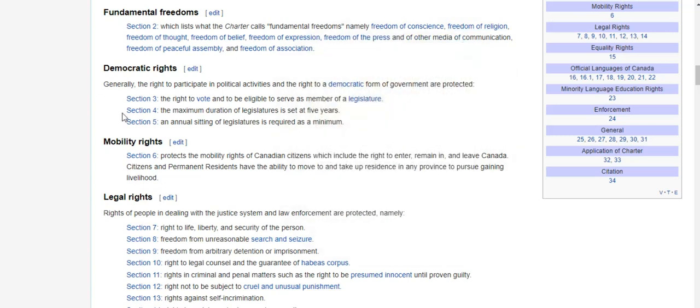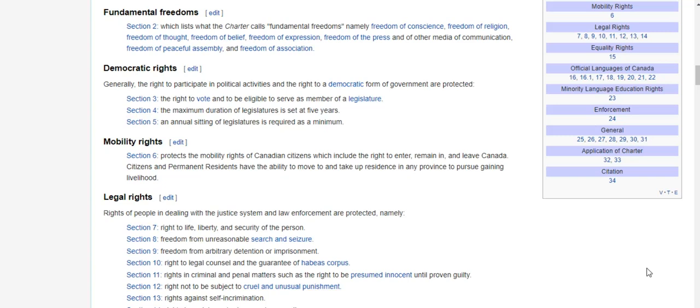Democratic rights. Generally, the right to participate in political activities and the right to a democratic form of government are protected. Section 3. The right to vote and be eligible to serve as a member of legislature. Section 4. The maximum duration of legislatures is set to 5 years. Section 5. An annual sitting of legislatures is required as a minimum.